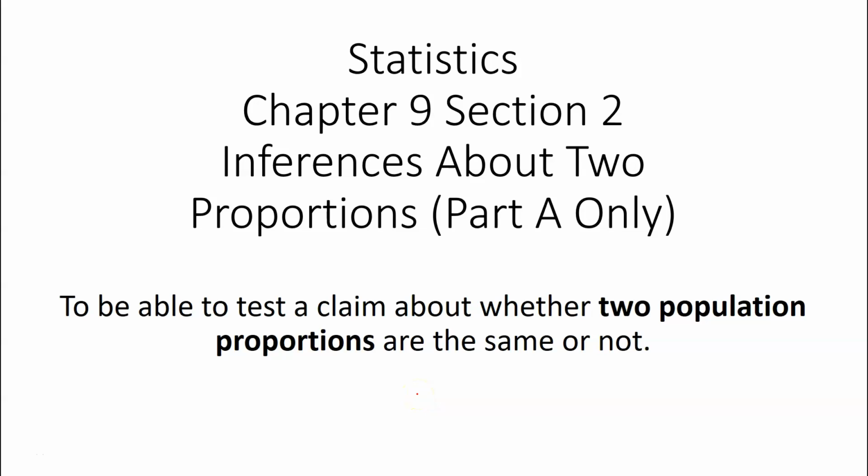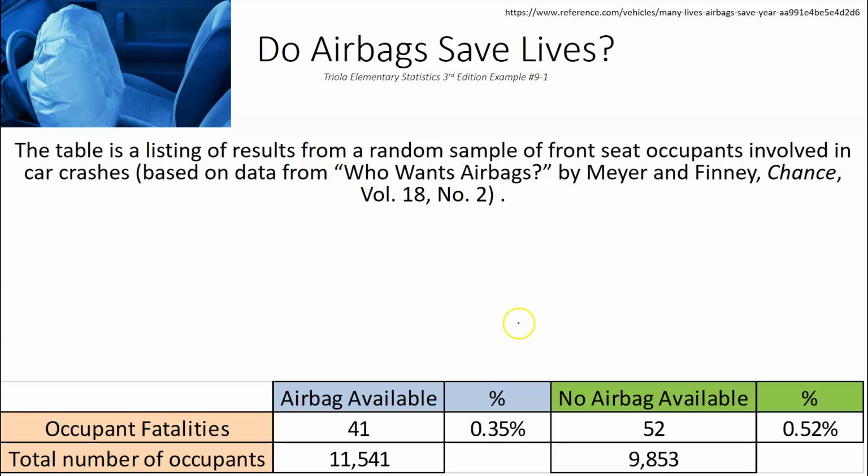Today in this video, we're going to be talking about inferences about two proportions, and we're just going to be looking at part A. What we're talking about here is when you've got two population proportions, and in this case, we're talking about when they're independent from each other, trying to decide if they are the same or not. So hypothesis testing with two samples and trying to check whether they're the same or not.